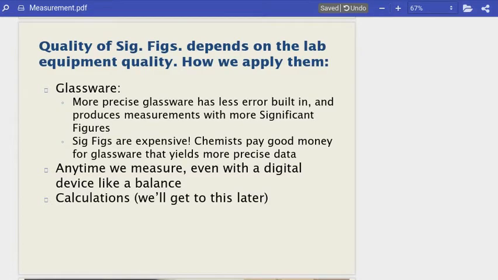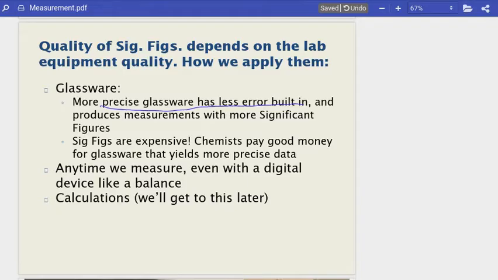The quality of significant figures depends on the lab equipment quality, and here's how we apply them, most commonly with glassware. More precise glassware has less air built in. More precise glassware would be things like a volumetric flask or a burette. Less precise glassware would be like a plastic pipette or a beaker.